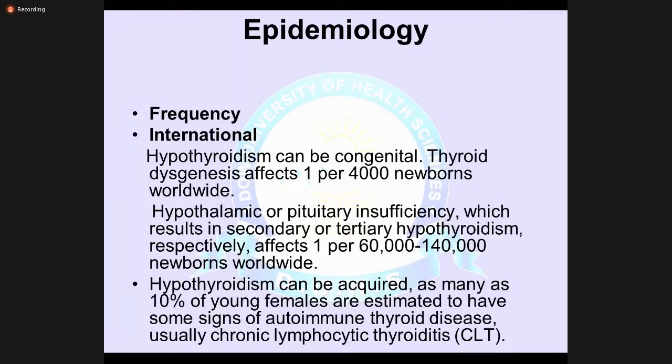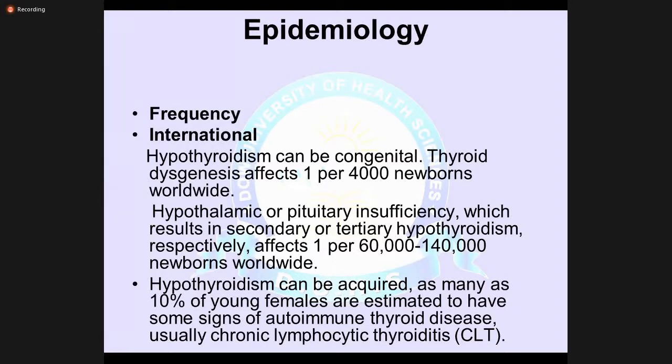In each 4,000 newborn babies, one baby will be hypothyroid because of thyroid dysgenesis. But as you see, the incidence of secondary or tertiary hypothyroidism, meaning that when the problem is in the anterior pituitary or the problem is in the hypothalamus, that can also lead to hypothyroidism. But the incidence of that sort of hypothyroidism appearing from defect either in the pituitary or the hypothalamus is very low, 1 per 60,000 to 1 per 1,40,000 newborns worldwide.